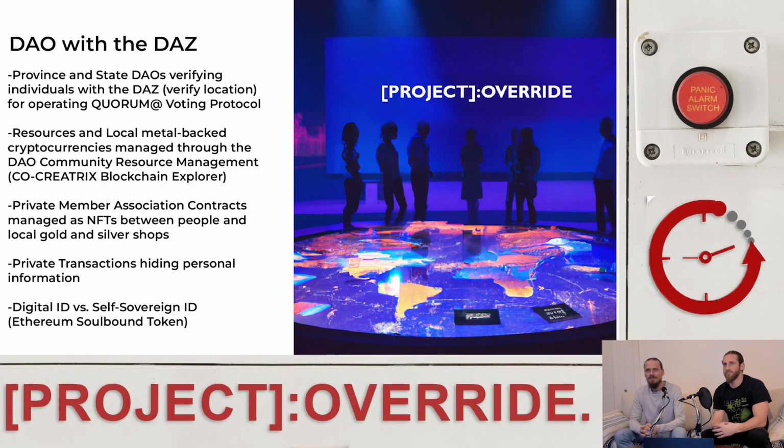So now we're going to get the DAO with the DAs. Province with states and DAOs verifying individuals with the DAs. So that's verifying location for operating a quorum voting protocol. Why is that important? Each province, or a state in the United States, could technically have their own DAO, or the country could have their own DAO, and citizens aren't relying on their political representatives to vote. We're just strictly using a DAO to vote. That would be great, totally possible if everybody was on board.